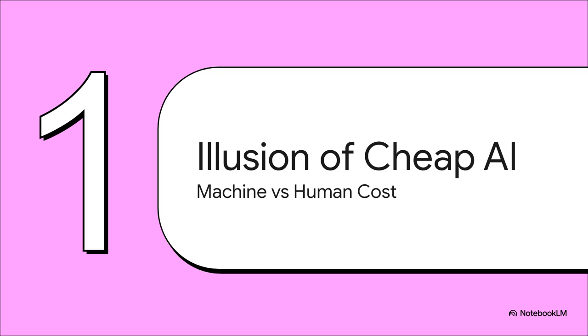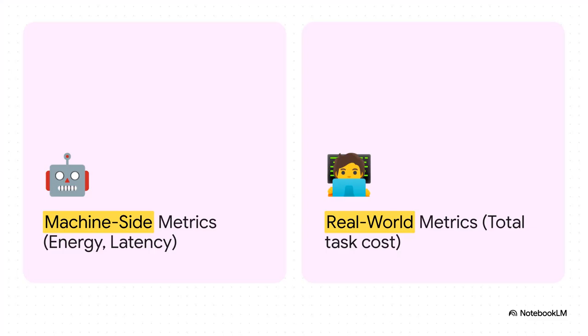Part 1, the illusion of cheap AI. Right now, the AI industry views efficiency almost entirely through a machine-centered lens. For a lot of these companies, it's exclusively a machine-centered lens. Currently, success is measured by machine-side metrics, like how much energy it takes to generate a token, or how fast the latency is. But this totally ignores the real-world metric that actually matters to you and me, which is the total cost to reach a satisfactory outcome. A narrow technical view celebrates saving a tiny fraction of a cent on server energy, but it completely ignores the holistic, human-centric view of actually getting a usable, high-quality result.